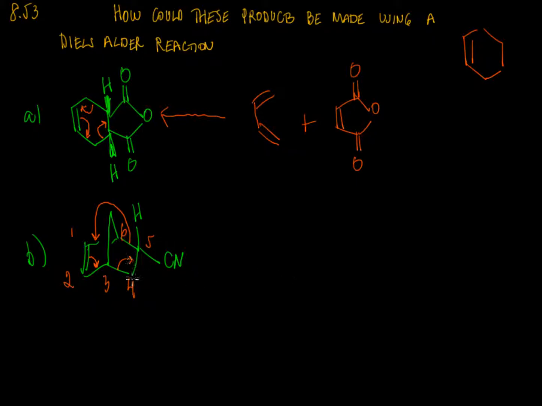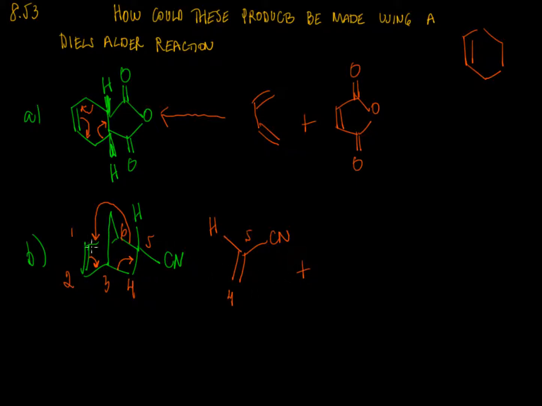So if we draw what's left over, don't try to rearrange too much, just leave it contorted. So it seems easiest to figure out what's going on this side. 3 and 4 break, and 5 and 6 break. Okay? And what we're doing is forming a double bond here. So we'll have the double bond. Here's carbon 4. Here's carbon 5. Attached to carbon 5, we have a hydrogen and a nitrile group. So there's one of the two products.